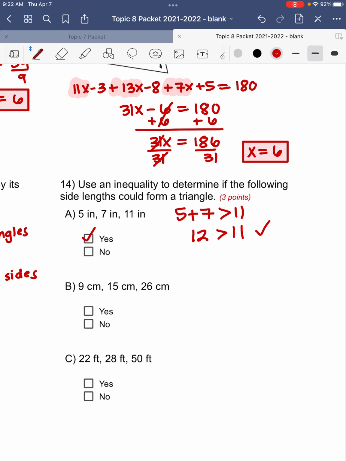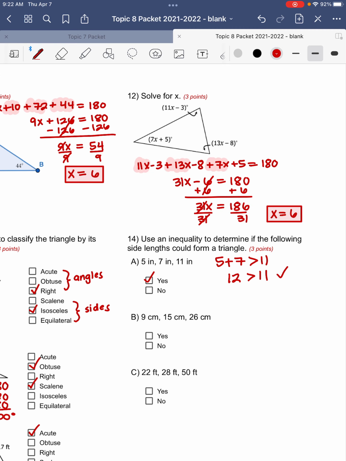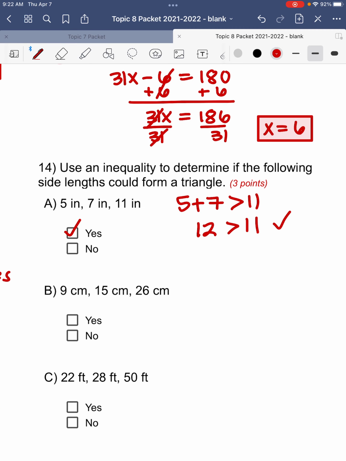B, my two smaller sides are 9 and 15. So I'm going to add them together. So we have 9 plus 15 is greater than 26. Well, 9 plus 15, and when I add those together, I get 24. So 24 is greater than 26. That's not a true statement. The way I just read that, 24 is greater than 26. Not true at all. So these do not form a triangle.